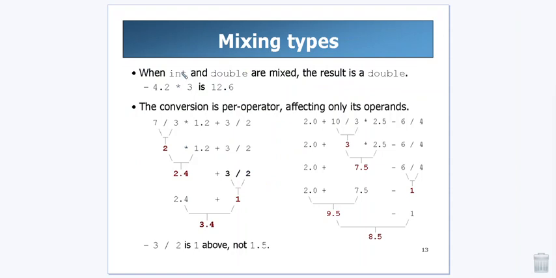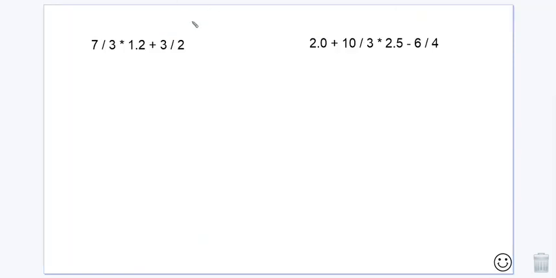Now what if we mix ints and doubles? If you have an int and a double mixed together, you get a double. However, it does not extend to the entire problem. It's per operator, which basically means if you look at this example, according to order of operations, I would do this division first. Neither of these numbers is a double, which means I do integer division. So 7 divided by 3 is 2. It's not 2.0. Just because I have a decimal here, it doesn't make this 2.0. In this immediate operation, I do integer division.